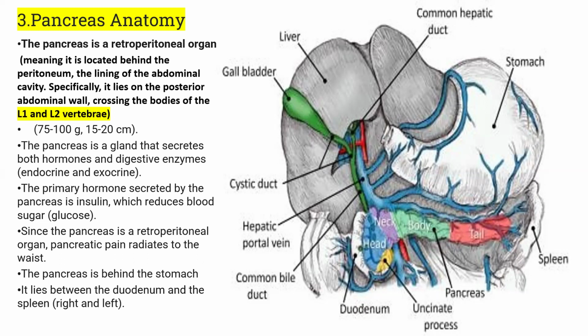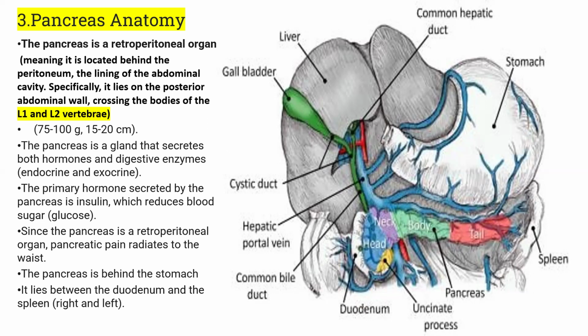The pancreas is present behind your stomach, lying between the duodenum and the spleen, right and left. Look at the image: it shows your stomach, liver, gallbladder, common hepatic duct, cystic duct, hepatic portal vein, which I am going to explain, and the common bile duct. I have already explained all the ducts.